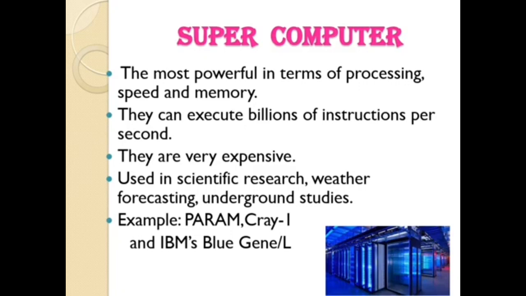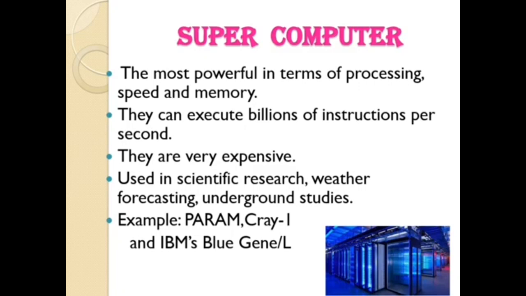Some examples are Param, Cray I and IBM Blue Gen/L. Okay, so these are the supercomputers. So you have the computer, that is classification of computer categories in the size and performance. You have 4 types. One is micro, mini, mainframe and supercomputer.